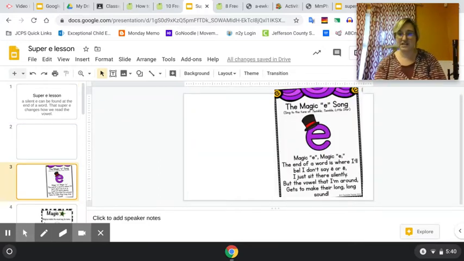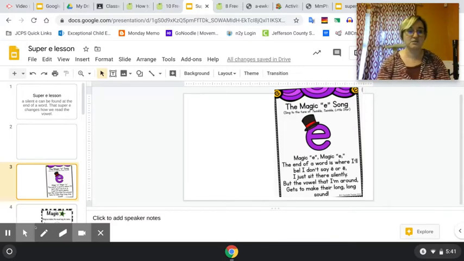The Magic E song. Magic E, the end of a word is where I'll be. I don't say eh, I don't say E, I just sit there silently. But the vowel that I'm around gets to make their long, long sound. So the A, the E, the I, the O, or the U that's in the middle of the word with that silent E is going to say its name. It's going to be long.